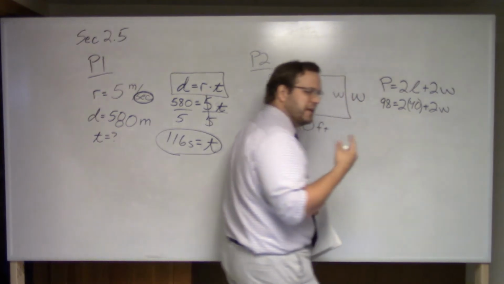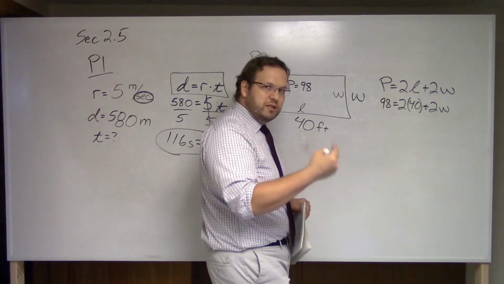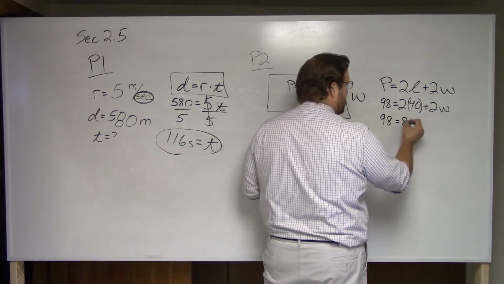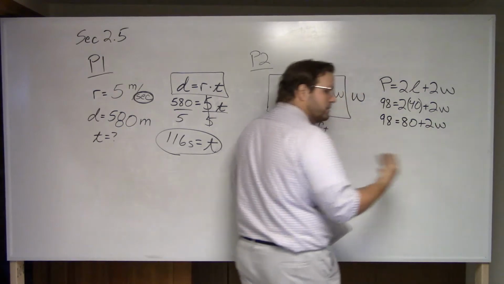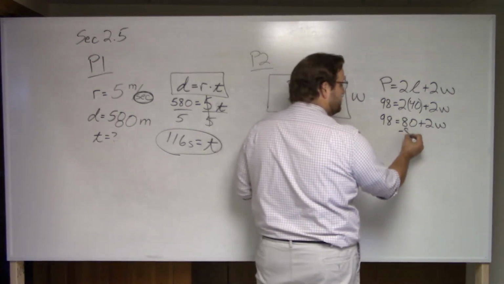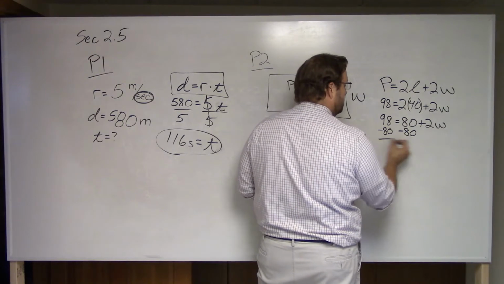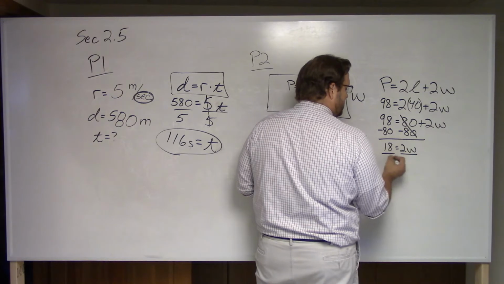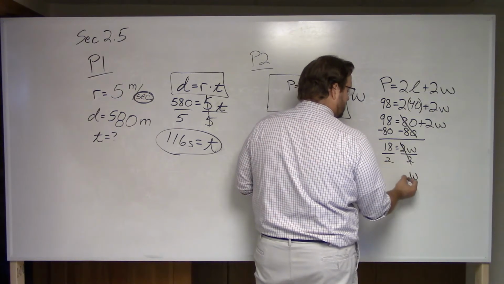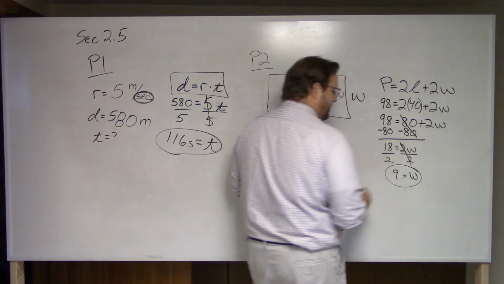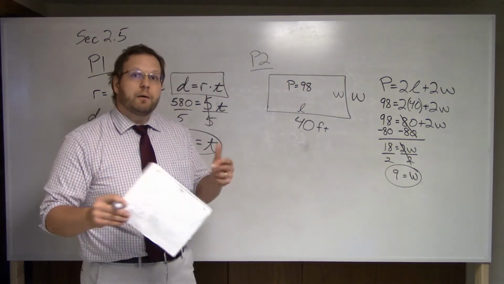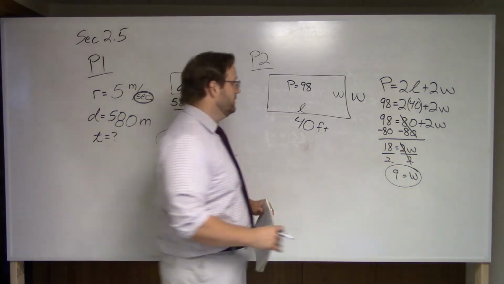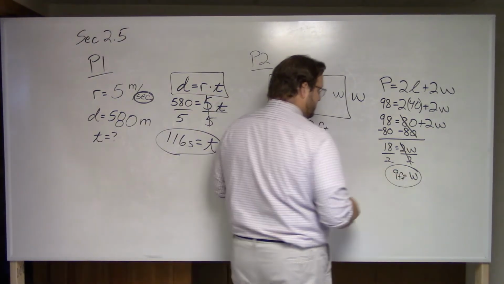Now, usually the first step is to distribute. Distribution is a fancy way of multiplying. So I've got 98 equals 80 plus 2w. Multiply first, then subtract the 80, and then divide by 2. And there's your width. Now make sure you answer the question. It specifically said find the width. We did that, we're good to go. We have 9 feet.